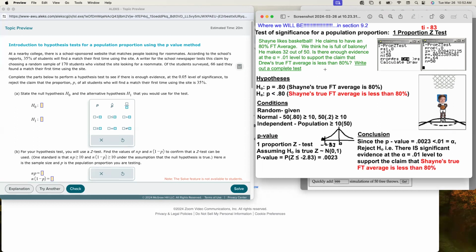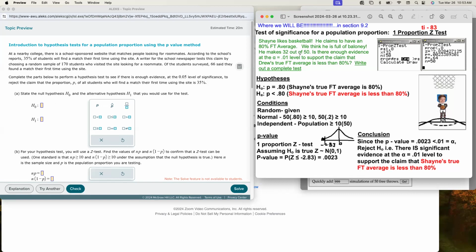The idea was, if we wanted to know what his true average was, that would be the true percentage or proportion that he made, which was 80%. Where does that come from? That comes from the problem. So we'll take a look at an example over here to link that.